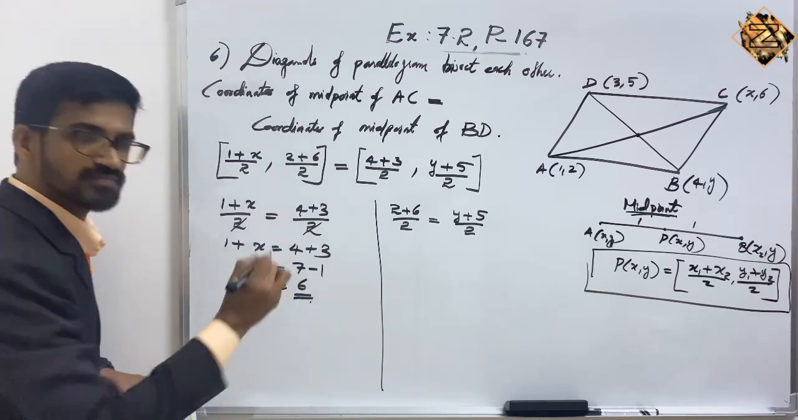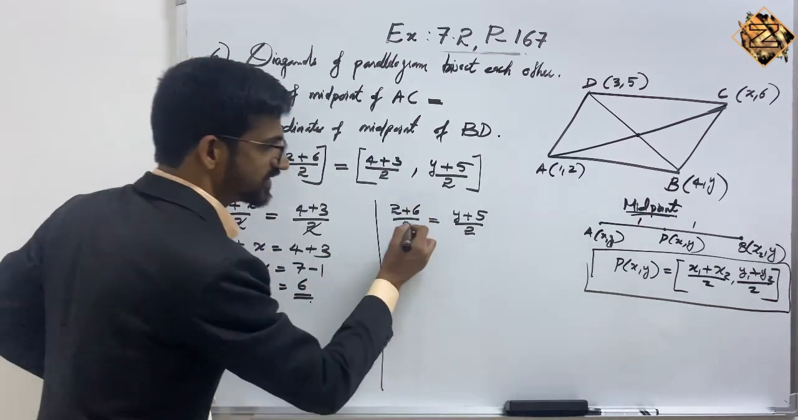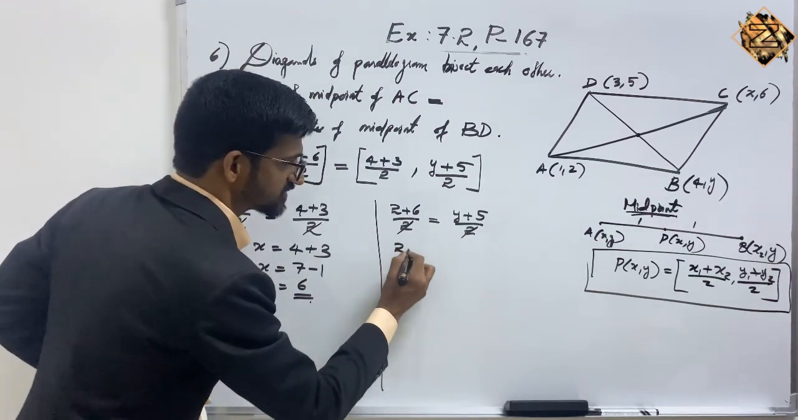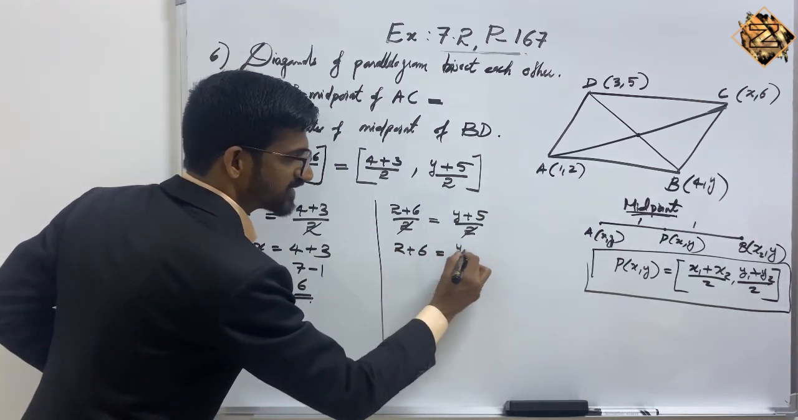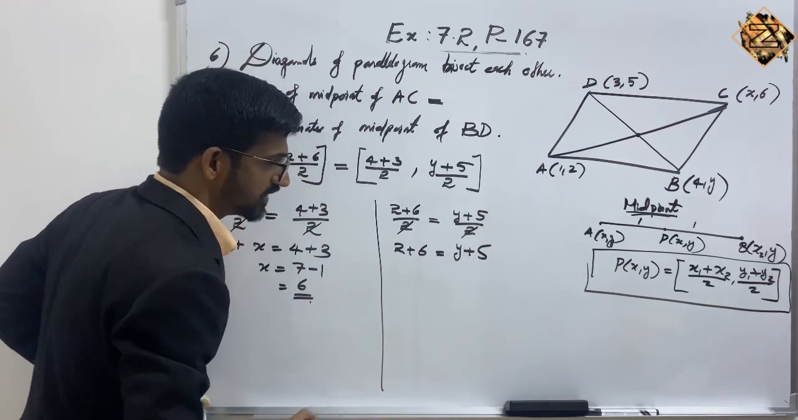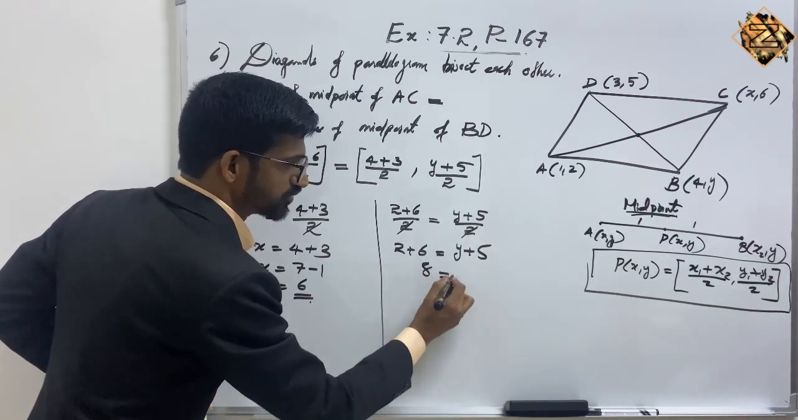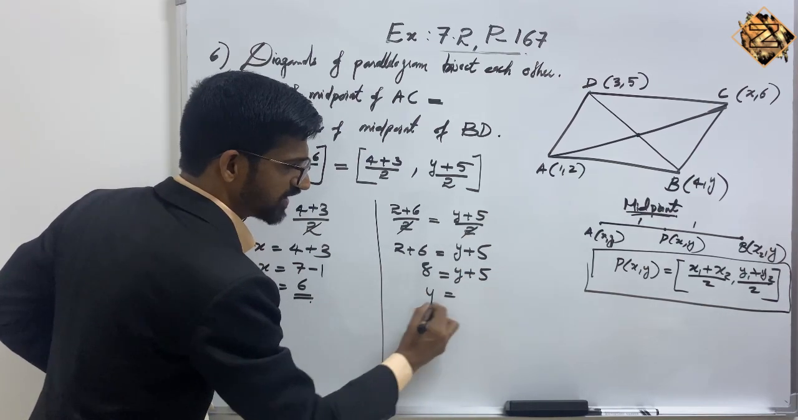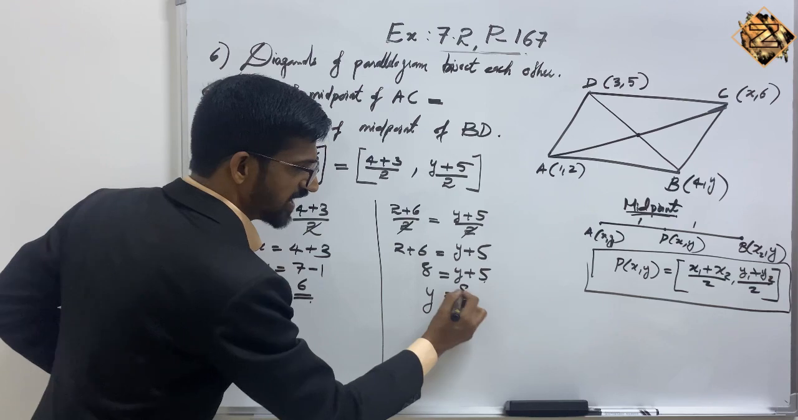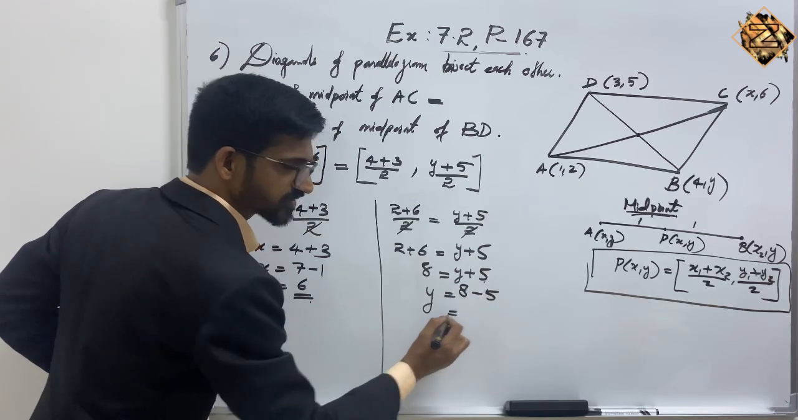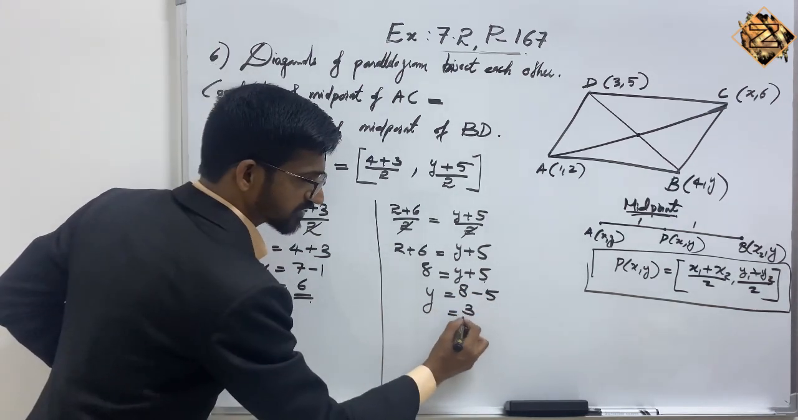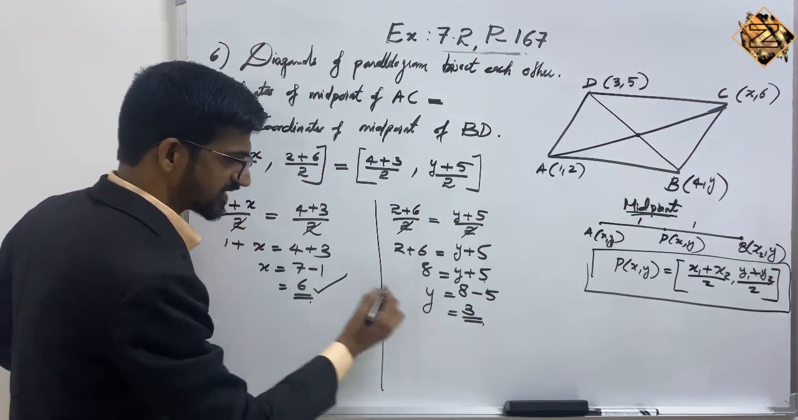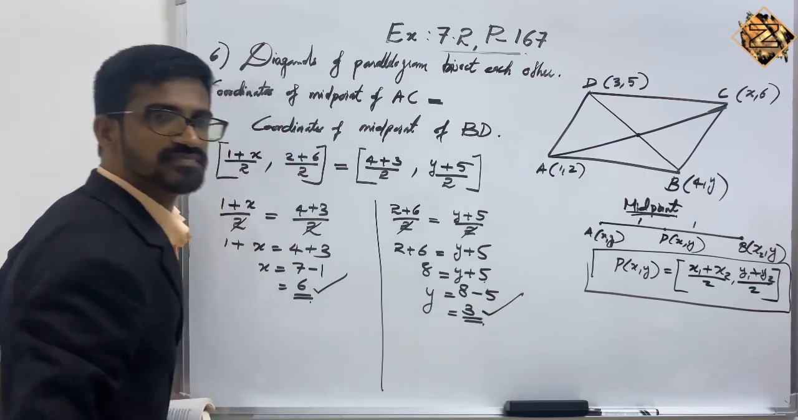6. Similarly, solving here, both denominators 2 will get cancelled, so that is 2 plus 6 equal to y plus 5. Now that is what? 8 equal to y plus 5. Therefore the value of y will be equal to, taking 5 to the other side, 8 minus 5, that is what? 3, isn't it, students? So we got the value of x as 6, and y as 3. Hope it is clear.